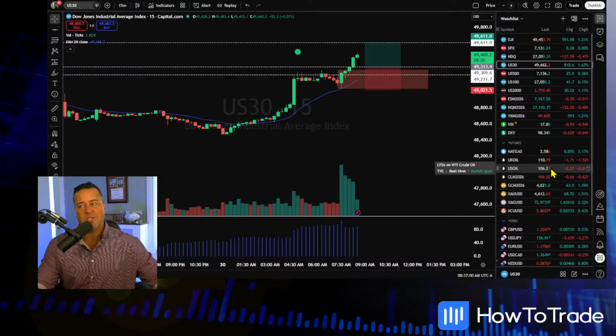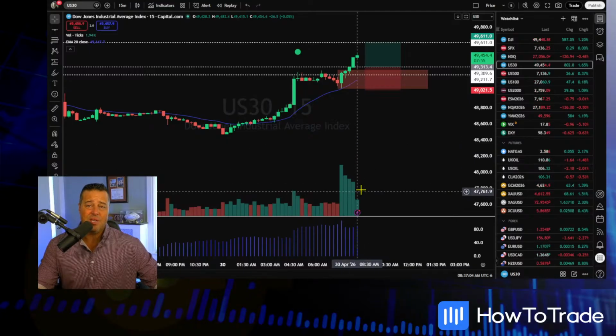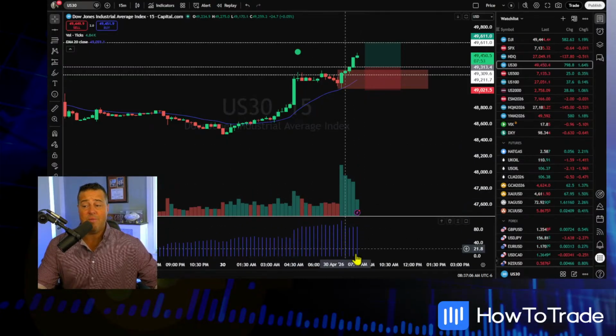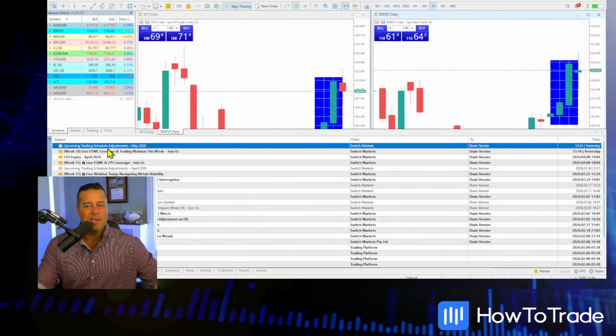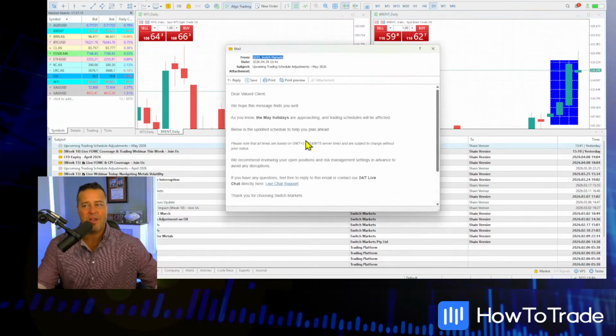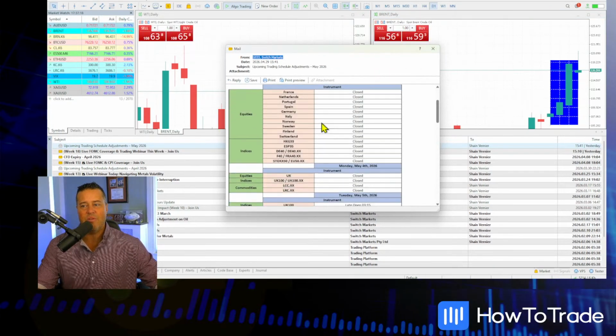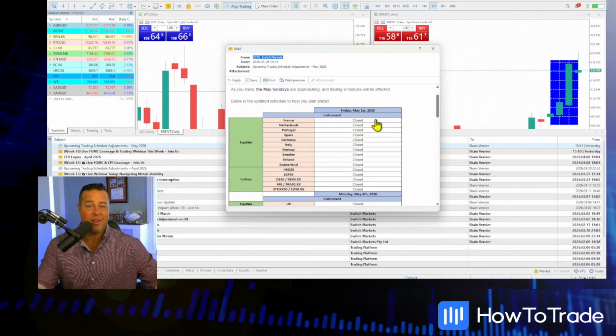I would always stick to the CFDs that are tracking the futures, but the price action and the charts look very much the same. So there's a look at our oil. This is on your MT5 platform. One nice feature, if you're with Switch Markets, is you get these bulletins, so you can see upcoming trading schedule adjustments. You can see that we've got a lot of holidays coming up.